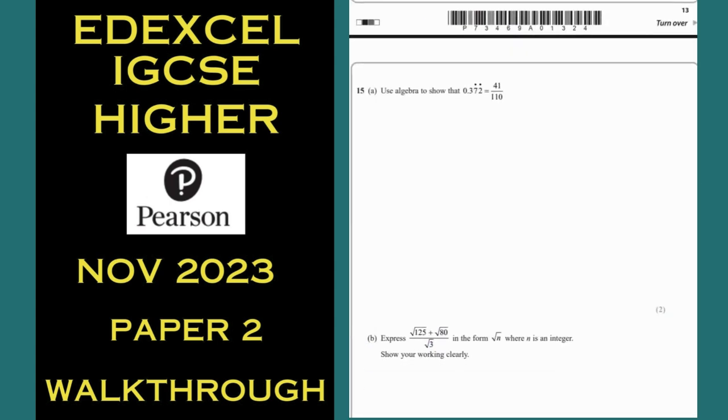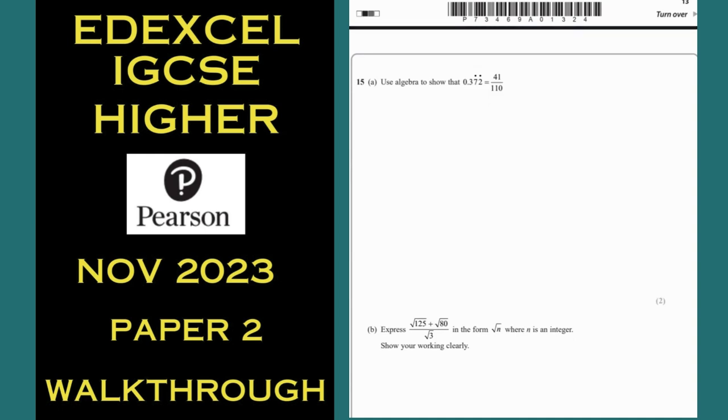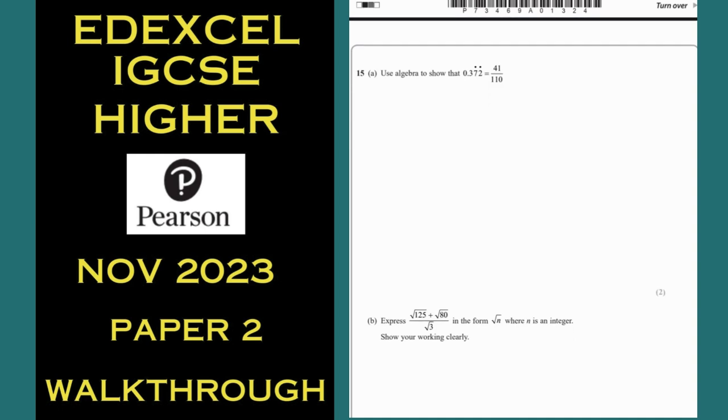Number 15. Extremely bog standard. These crop up all the time. You'd be daft not to revise them. I know some people prefer to just simply go x, 10x, 100x, 1000x. That's fine, but you don't need one of those steps. So I'm going to avoid that.